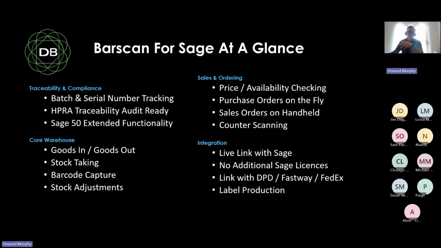And then, of course, you can produce your own barcode labels for your products, your shelf locations, or anything else you need labeled in the warehouse. So that's the full feature set at a glance. I'm going to give you guys a look at the actual system here in full. I think what we'll do is I'll just highlight the differences between using Sage 50 alone and what BarScan looks like first of all.